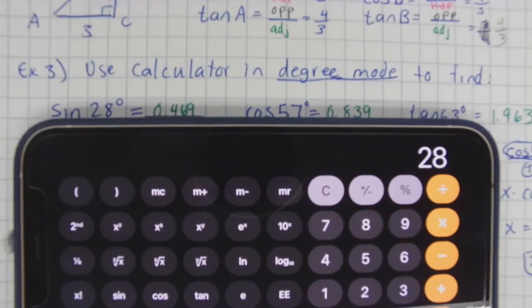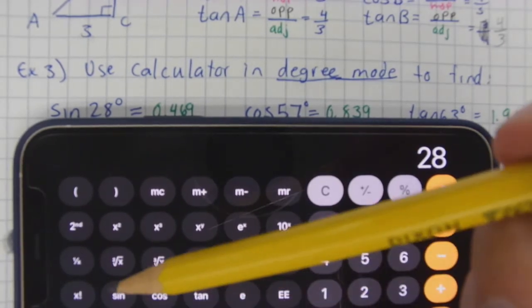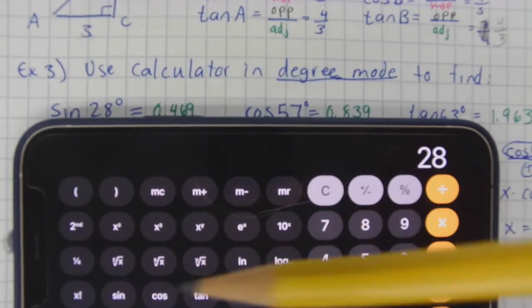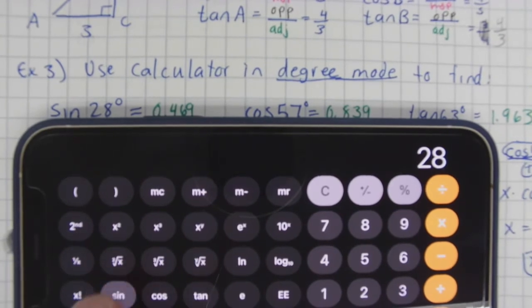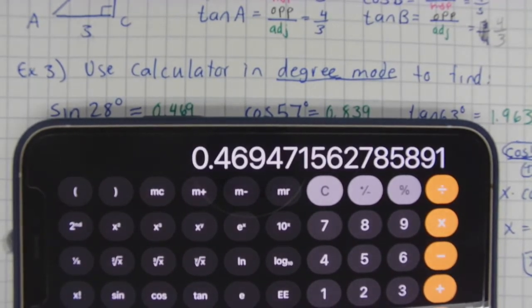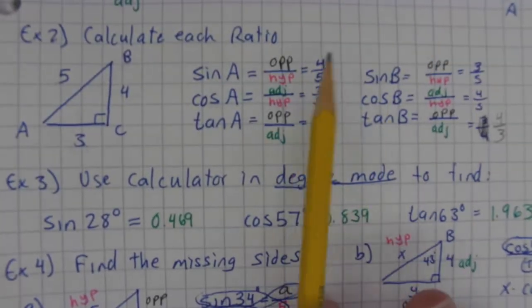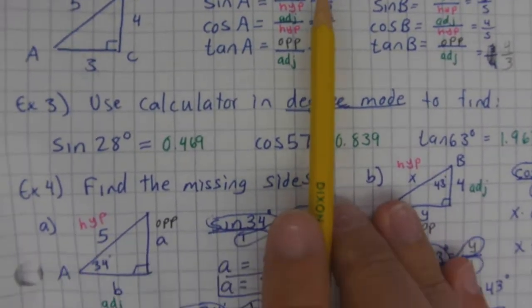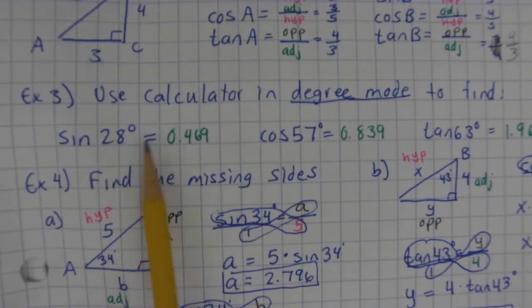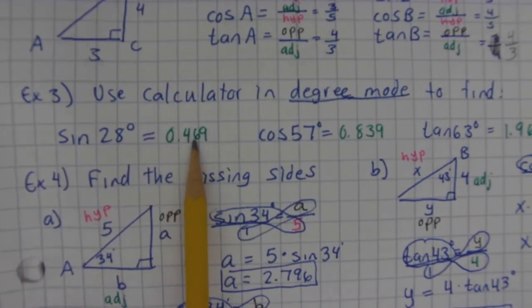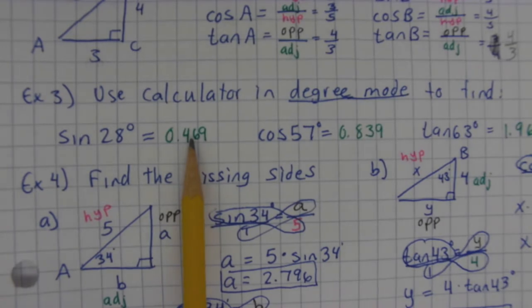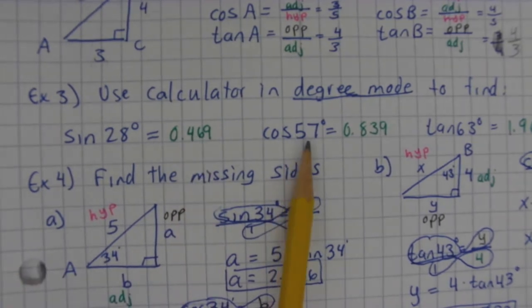The sine is located right here at the bottom left. You can see it. There it is. So you click sine, and it's going to calculate the sine. All that does is calculate the fraction. Remember this fraction right here that we got? This would have been 0.8. Well, if the angle was 28 degrees, that ratio would be 0.469.